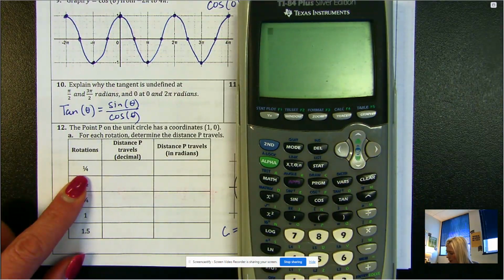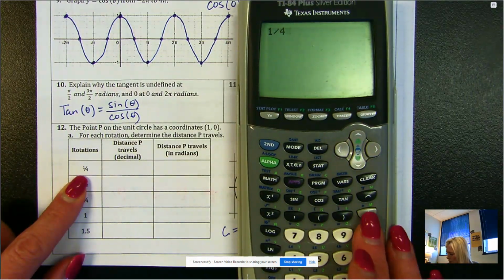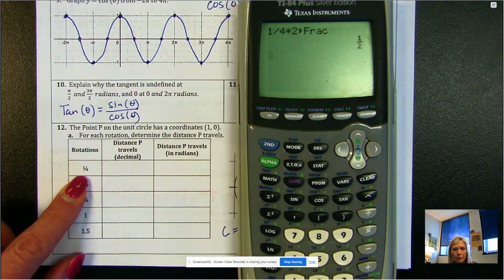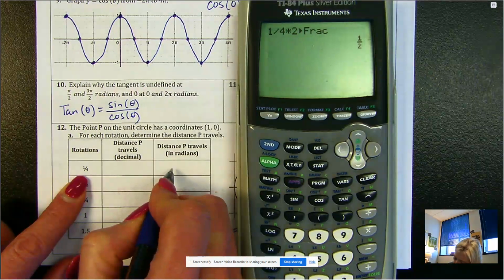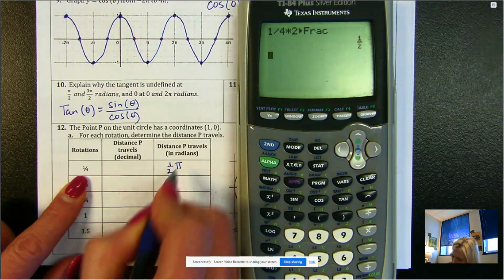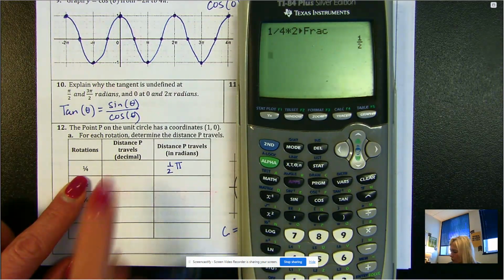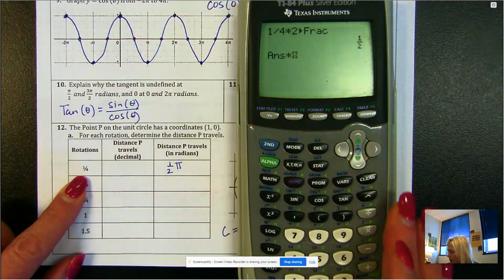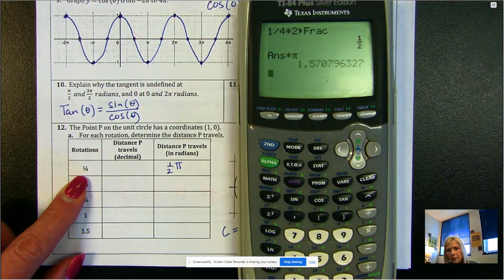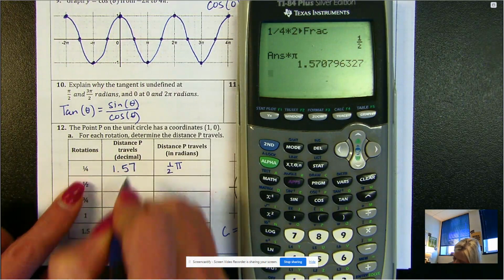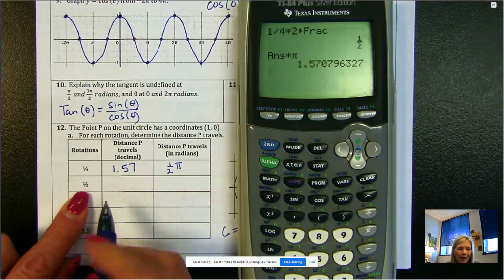I'm going to do that again. 1/4 times 2, math, enter, enter. So 1/2. So the distance is going to be 1/2 pi, or pi divided by 2. And to put that into decimal form, I'm just going to multiply that 1/2 by pi, and I get about 1.57.